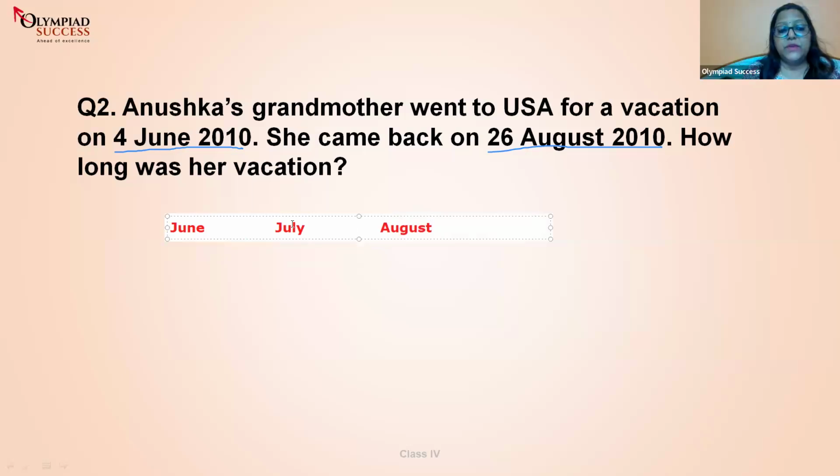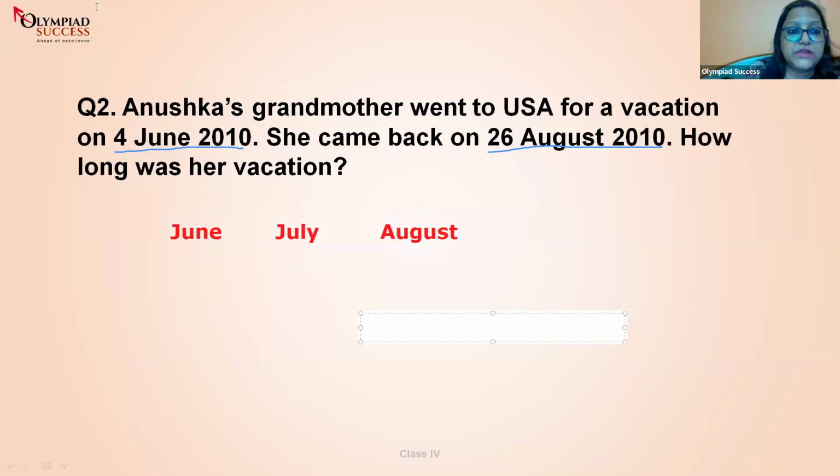So you have 3 months coming up over here, in between June and August. We have July also, so I'm writing July too. Okay, so June, July, and August. Now she just went on a vacation on 4th June. That means from 4th, you will be counting that. Correct? So let's count the number of days from 4th. She started the vacation from 4th, so we will be counting 4th.